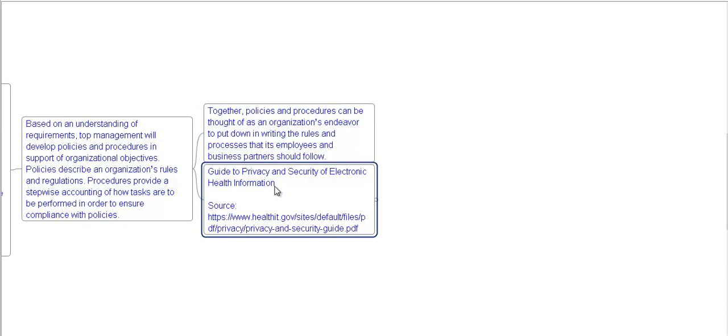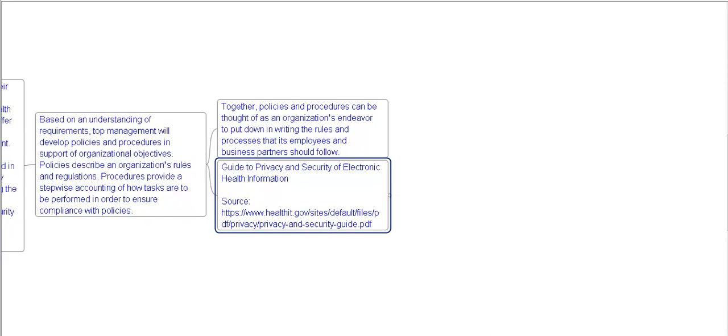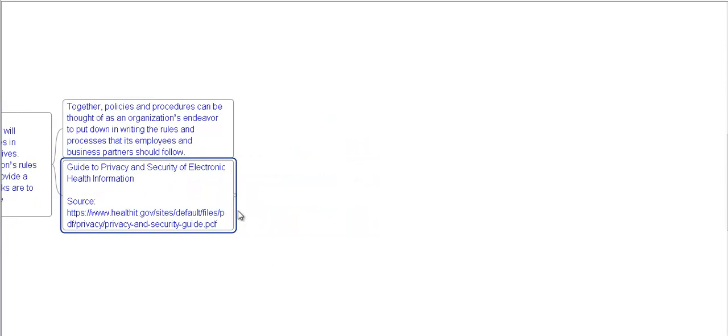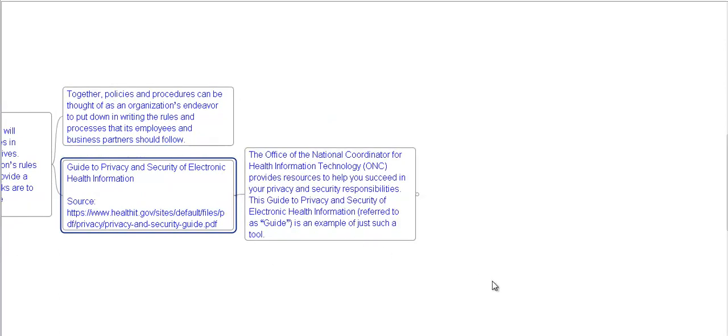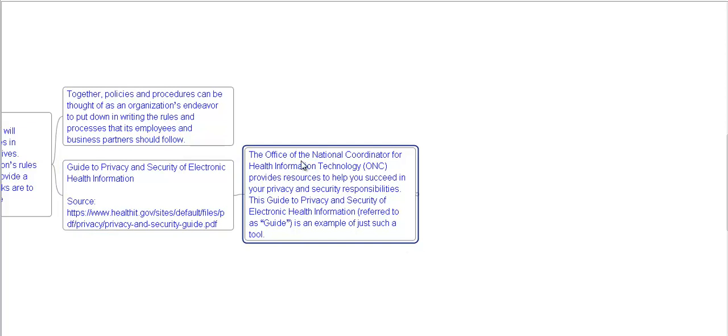Guide to privacy and security of electronic health information. I have taken this information from the following source: www.healthit.gov. The Office of the National Coordinator for Health Information Technology provides resources to help you succeed in your privacy and security responsibilities. This guide to privacy and security of electronic health information, referred to as the guide, is an example of just such a tool.